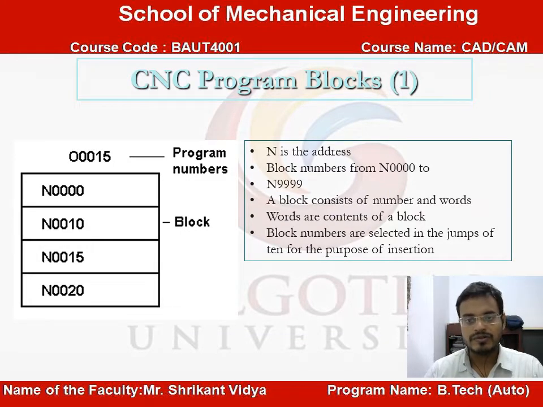CNC program blocks. The program number starts with O, then the block number starts with N as the address, from N00 to N999. So this is the program number, and this is the block number starting from N. The program executes block by block, from block number 1. A block consists of a number and words. Words are the contents of a block. Block numbers are selected in jumps of 10 for the purpose of insertion.